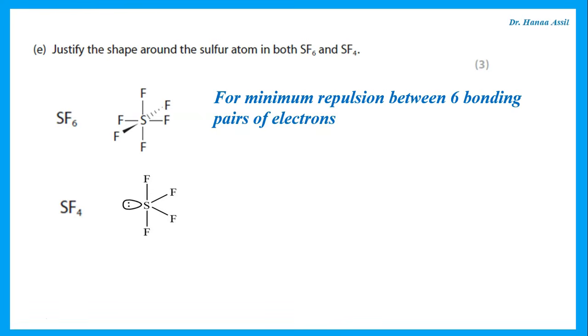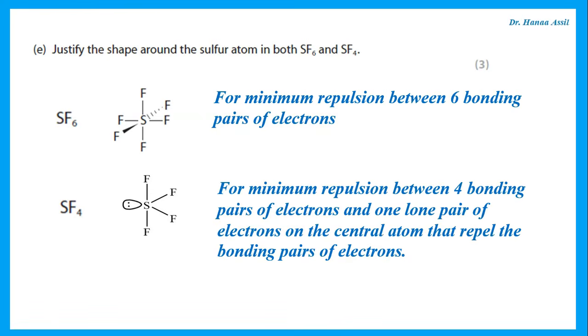So if we're saying what structure is this? This is trigonal bipyramid, and it is like this for minimum repulsion between 4 bonding pairs of electrons and 1 lone pair of electrons on the central atom that repel the bonding pairs of electrons.